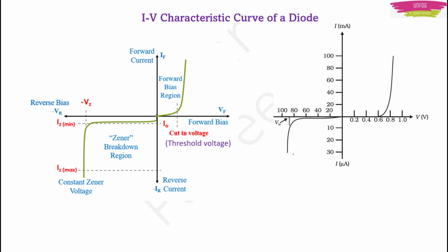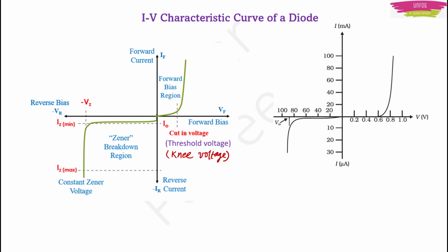Okay. See, before all, I will tell you, in forward bias condition the diode is better. In fact, it will conduct in forward bias condition only. In reverse bias condition, it will not conduct. Now I'll explain this graph, the IV characteristic of the PN junction diode.